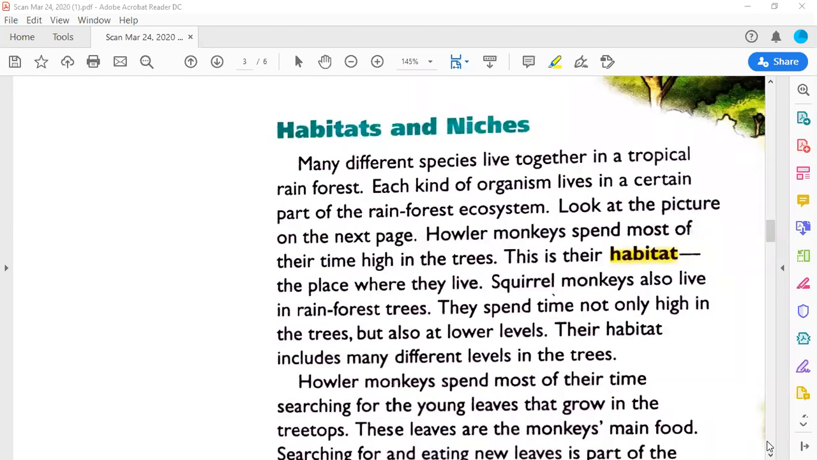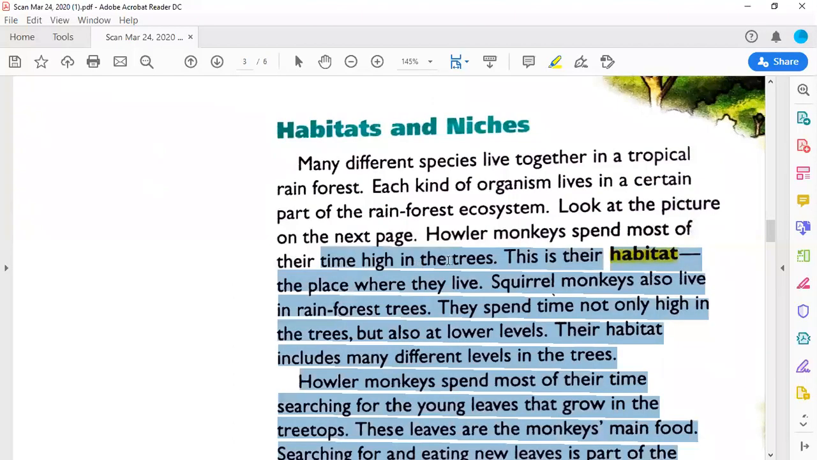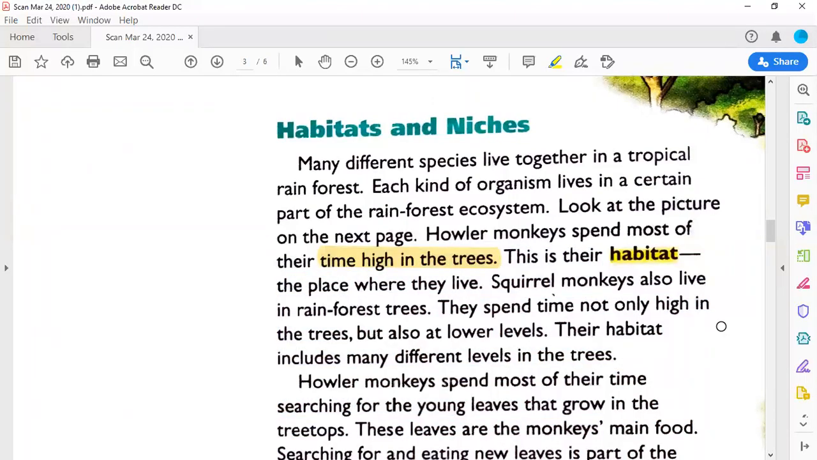Many different species live together in a tropical rainforest. Each kind of organism lives in a certain part of a rainforest ecosystem. Look at the picture on the next page. Howler monkeys spend most of their time high in the trees. This is their habitat. This is the place where they live.